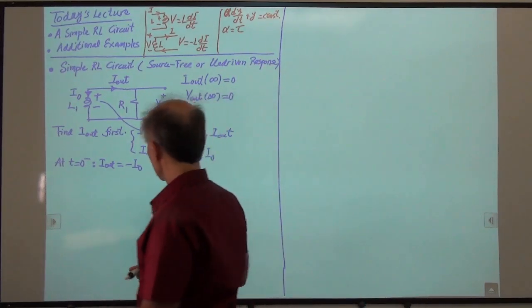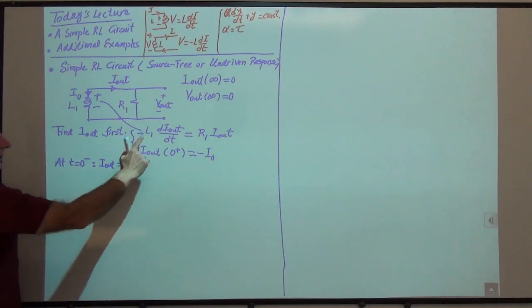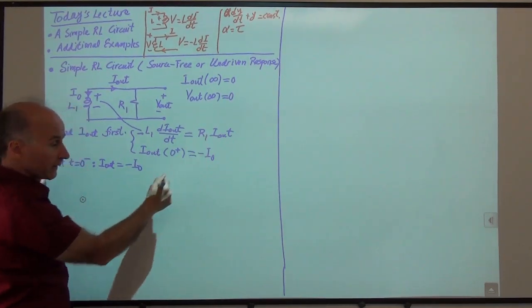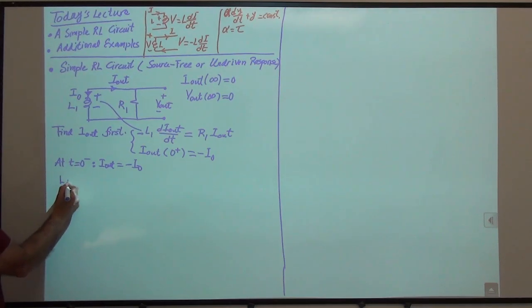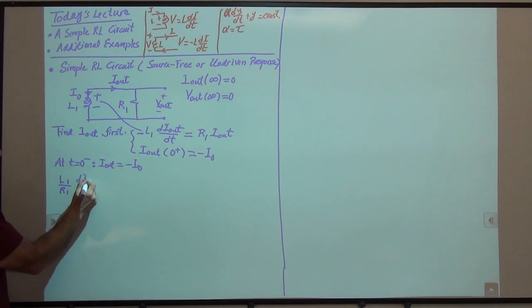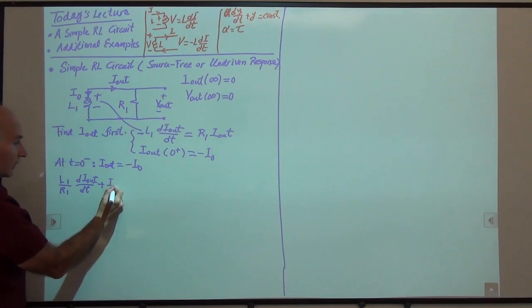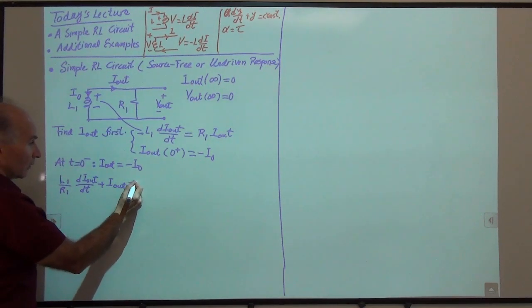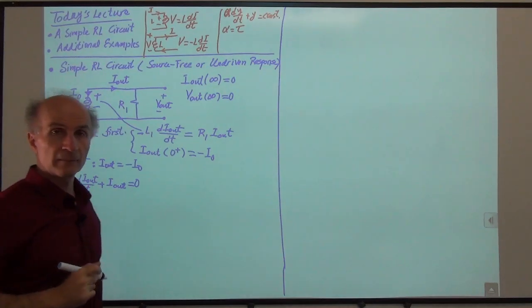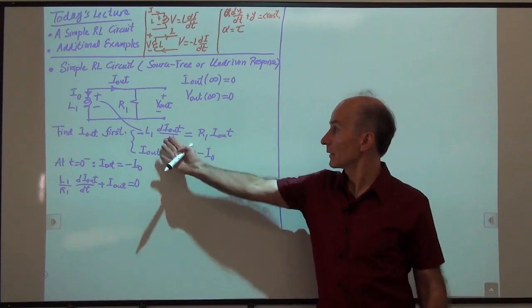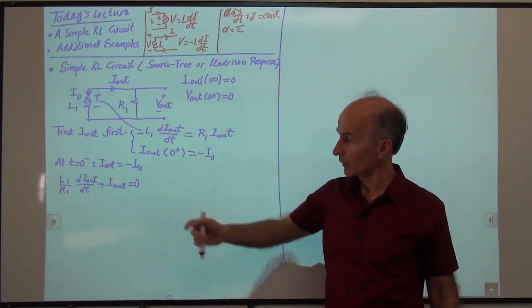So let's write it out. So we say what we have. We bring this to the other side and divide both sides by R1. So now we have L1 over R1 di out over dt plus I out equals 0. Is that okay? Take a moment to see how this happened, right? We brought this to the other side, divided by R1. This is what we got.